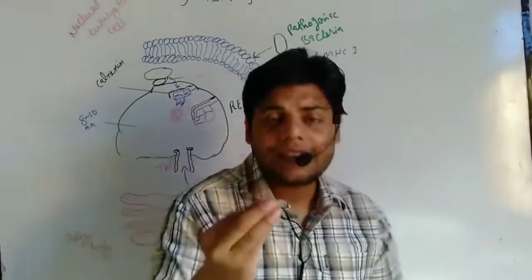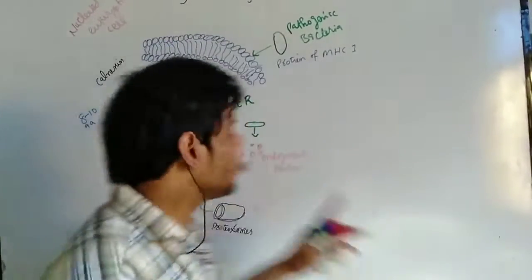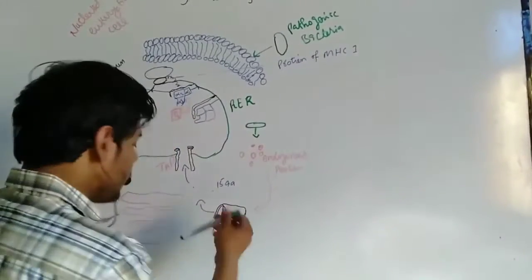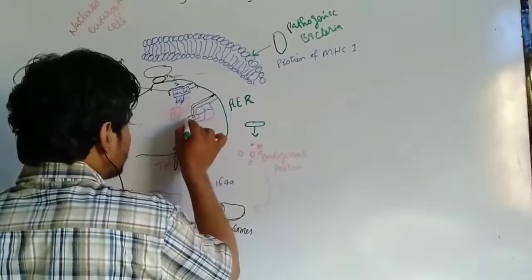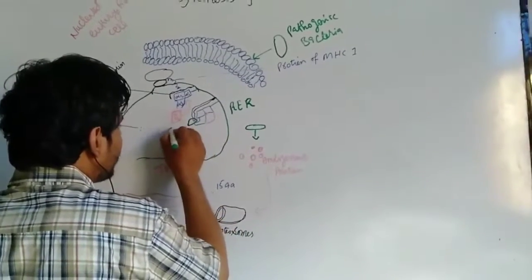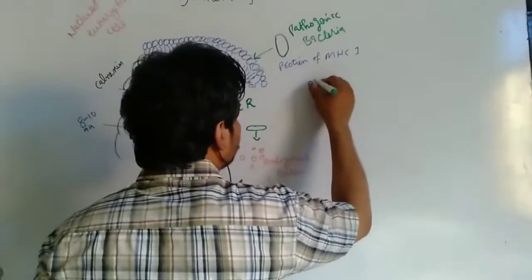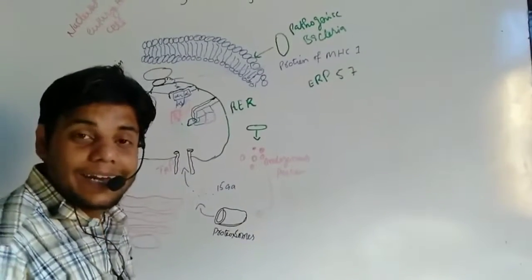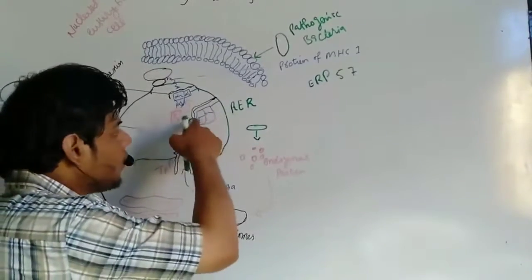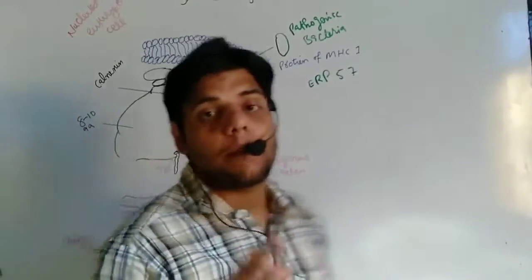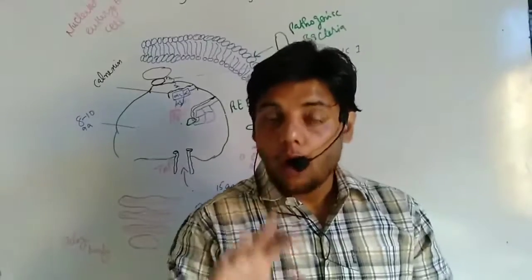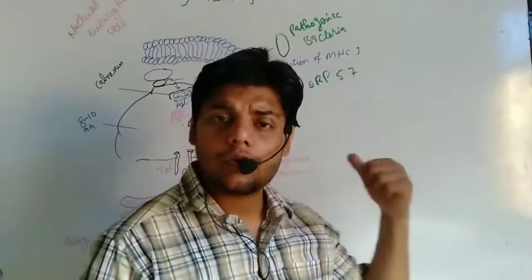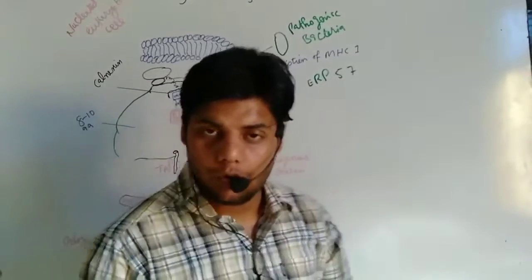After some time, there is another protein which binds to this binding site of the antigen, or to this groove. We call that ERP57. So ERP57 attaches to this binding site of the antigen, or the groove of the MHC1 molecule, to prevent antigens from binding to that MHC1 molecule.